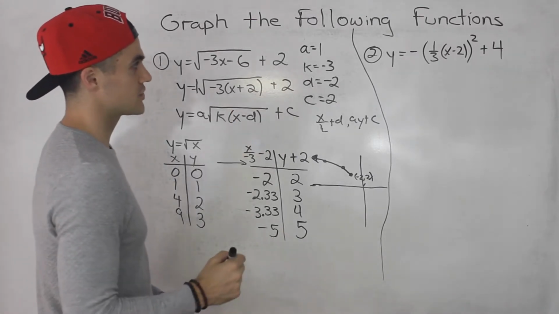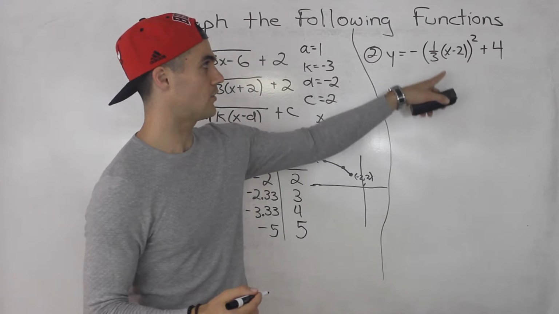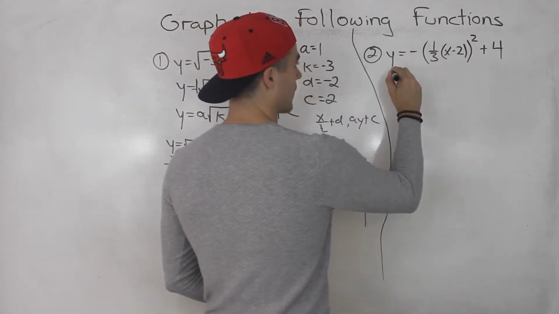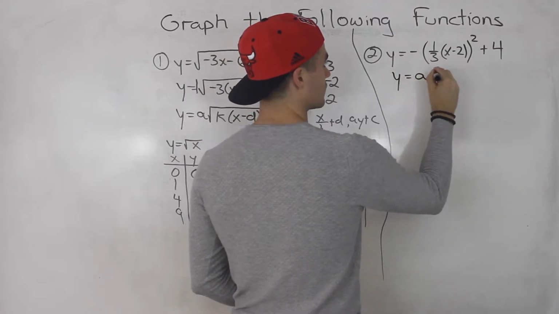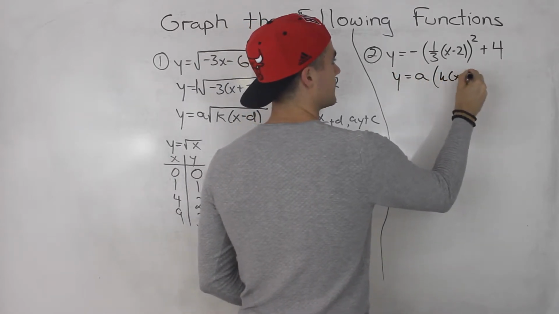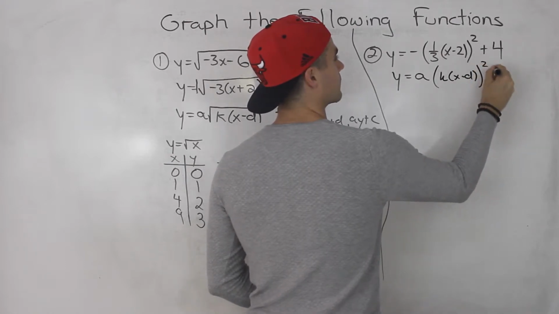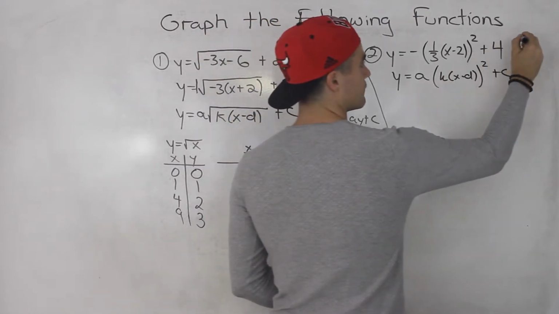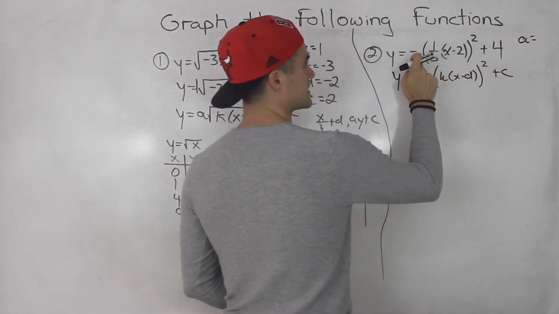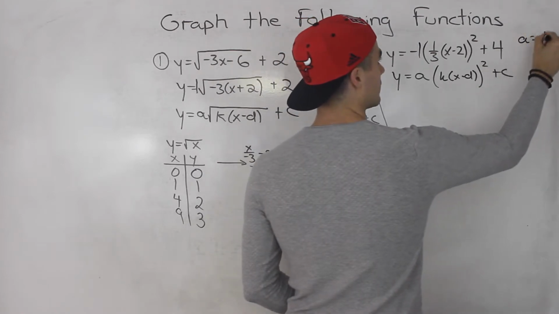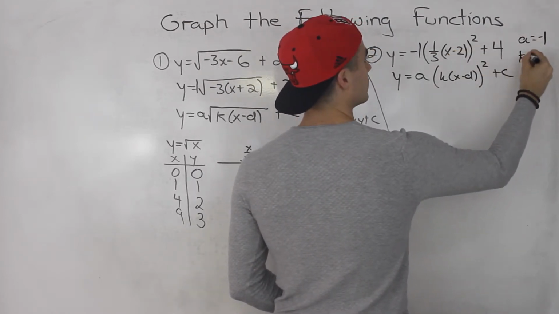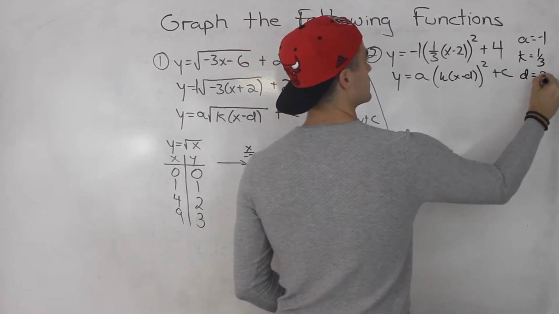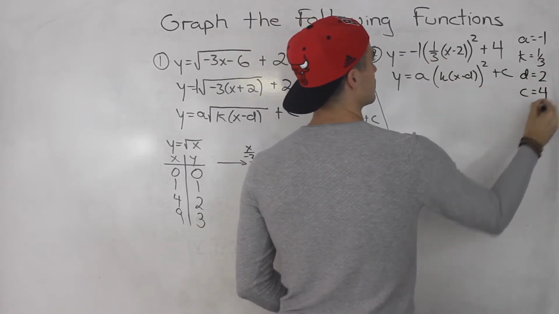Then over here with this function, same thing. The parent function is different. Notice that it's the parabola, so it's x squared. With a parabola, the transformed form is always like that. So we know the a value, in this case, is negative 1. There's a negative 1 in there. The k value is 1 over 3. The d value is positive 2, and the c value is 4.